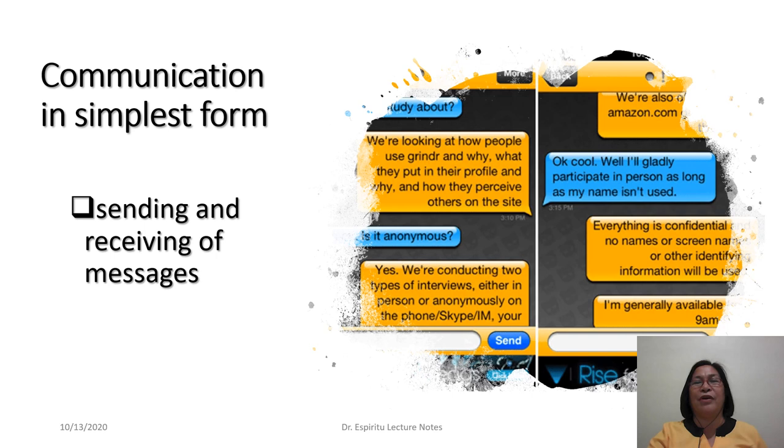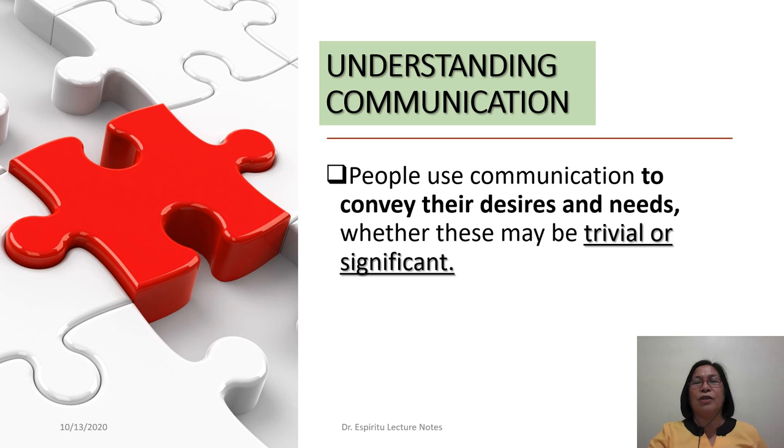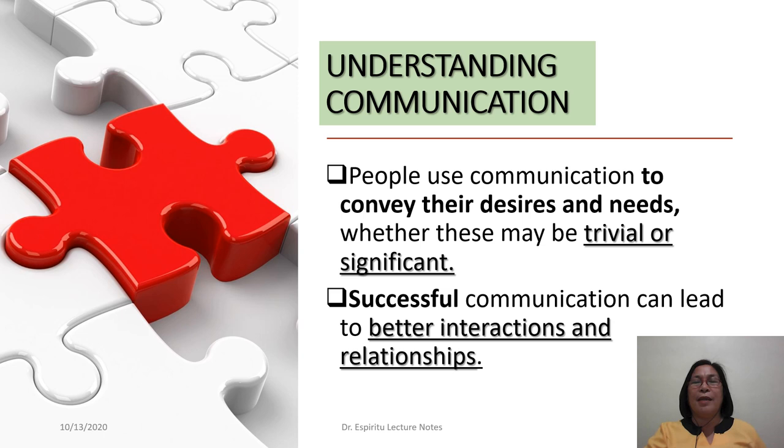Let's continue understanding communication. So people use communication to convey their desires and needs, whether these may be trivial or significant. Trivial meaning simple, basic. And then significant, these are very important ones. So to convey your desires and needs, you share it with another. Then successful communication can lead to better interactions and relationships. So if you are able to communicate the idea or the desires clearly, then you would be able to receive what you want and what you desire for them to understand. And you will have a good relationship or harmony. There will be harmony with other people.